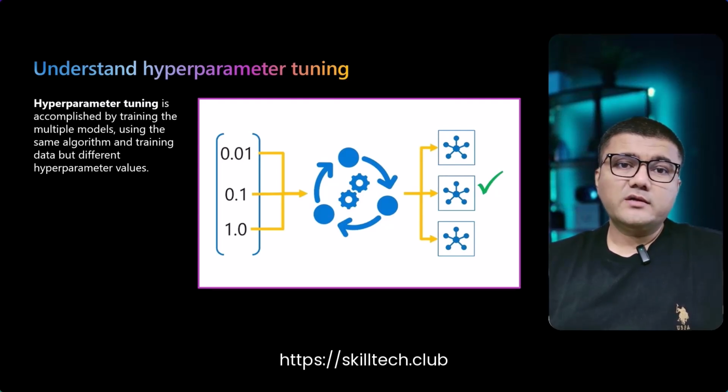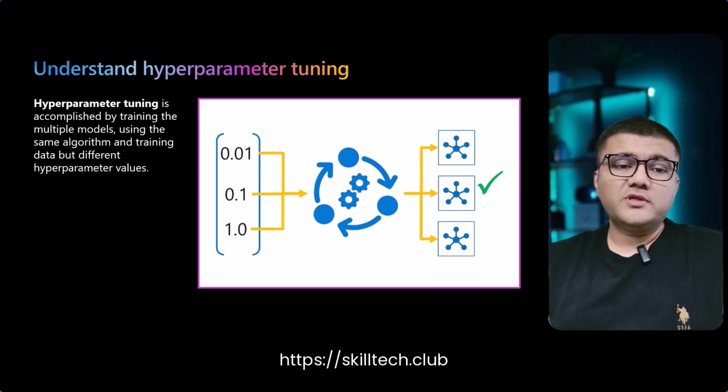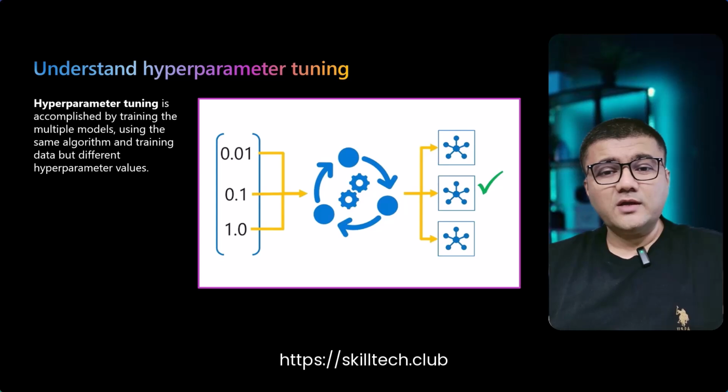Hyperparameter tuning is accomplished by training multiple models using the same algorithm and training data but different hyperparameter values. In simple words, you're going to use the same model, same algorithm, but just change the parameter values. Based on that, you want to see which model is actually performing well. Like you can see right now, I'm giving a regularization rate of 0.01, 0.1, and 1.0. With three different regularization rates, I'm going to check at which parameter value my model is performing well.